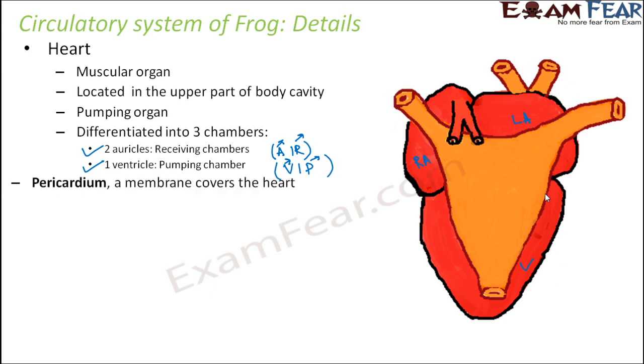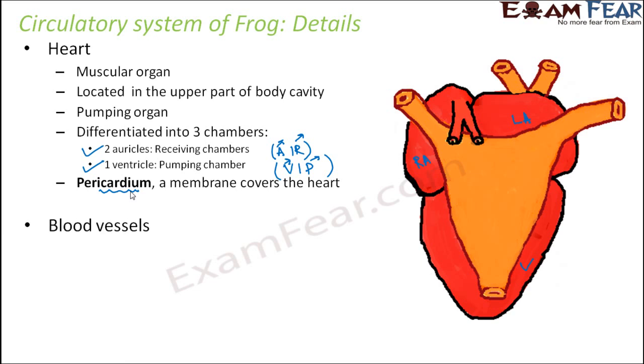Correct? Okay. Now, there is a membrane which covers the heart, and that membrane is known as pericardium. Cardio word is related to heart. So pericardium is a membrane which covers the heart, because heart being such a crucial organ of our body, it needs a lot of protection. To provide that protection, it is covered by this membrane, pericardium.